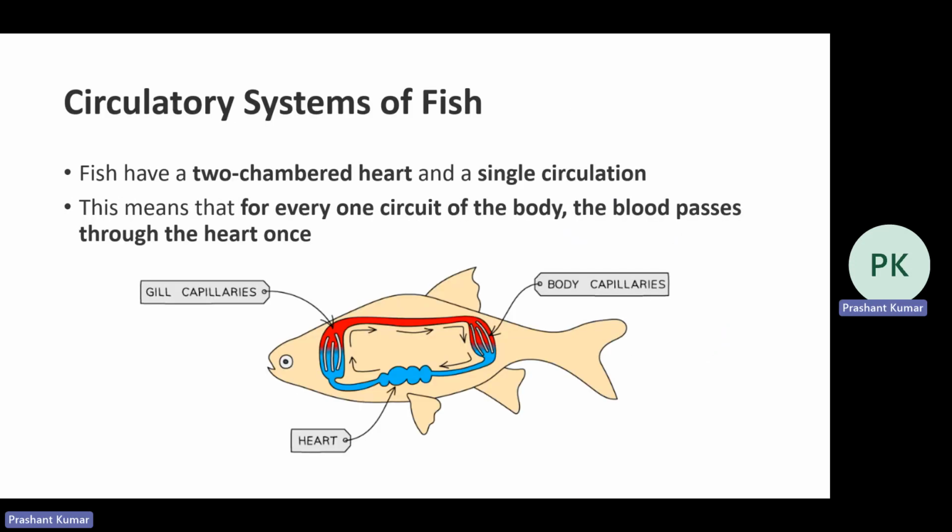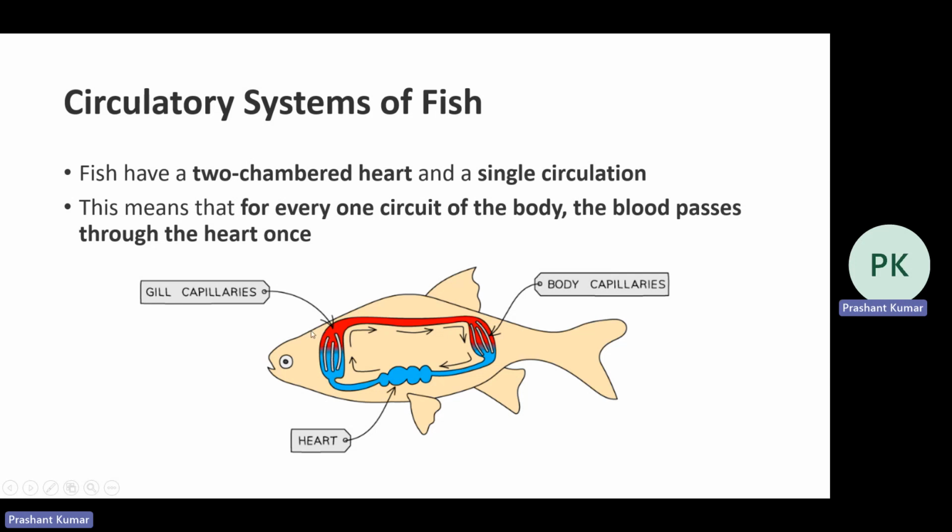Circulatory system in fish. As per the syllabus, we have to study single circulation and double circulation. In the diagram, you can see this is the blood capillary. This is the heart. Blood is sending all the deoxygenated blood to the heart, and then the heart is sending blood to the gills.